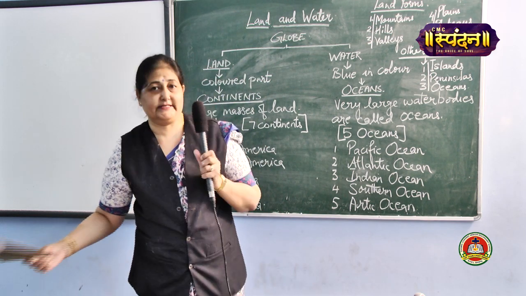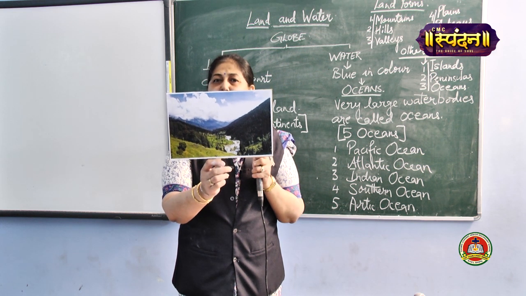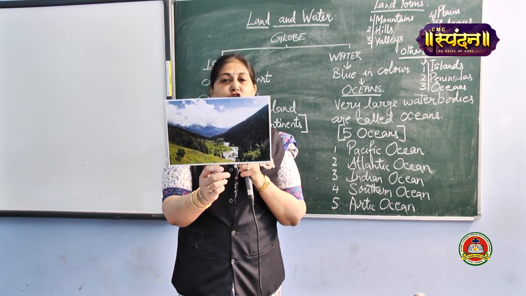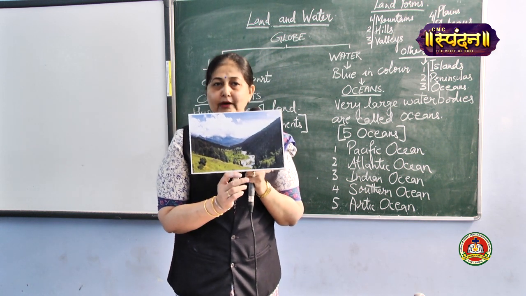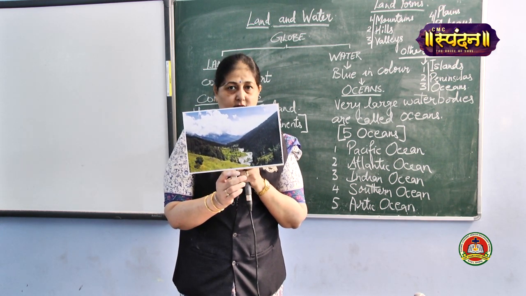Then you have valleys. Can you see this valley? A valley is a low area of land between 2 mountains or hills. Between 2 mountains or hills, there is a low area of land. Alright?